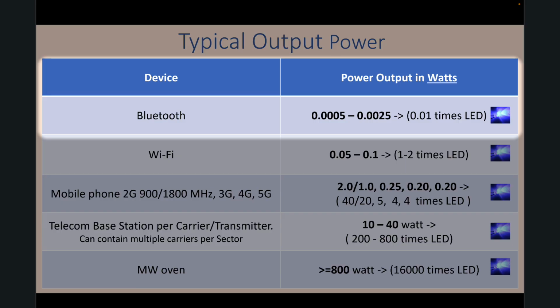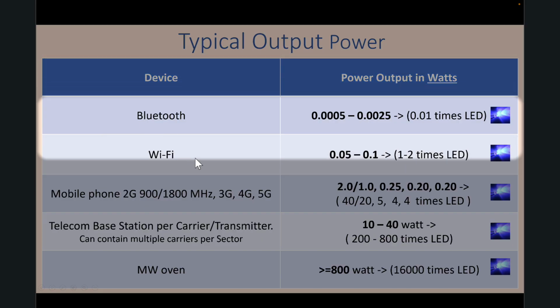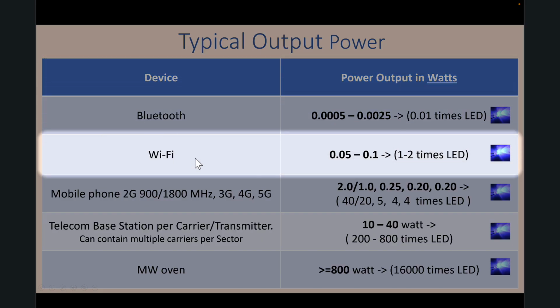Next, we are going to compare our blue LED output power to a Wi-Fi transmitter. Wi-Fi transmitter power in a home router typically ranges from 0.05 to 0.1 watts, which can be similar to the power of a blue LED or even double that amount. Wi-Fi radiation from a home router is generally about double the power of the blue LED and similar to the radiation emitted by a smartphone Wi-Fi chipset.